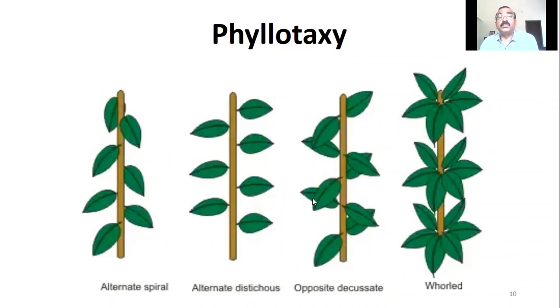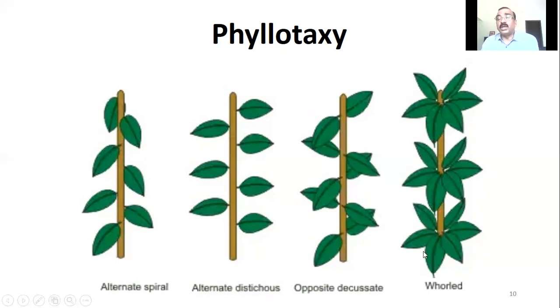Decussate means, this is the basal pair, this is the next pair. Look at the direction of the two pairs. This pair is like this, and the next pair is at right angles to the first pair. That is, if the first pair is like this, the next pair will be like this. So this faces this side, the next faces that side. So this is decussate. Opposite superposed means all leaves are in the same direction, one direction. So that is called opposite superposed.